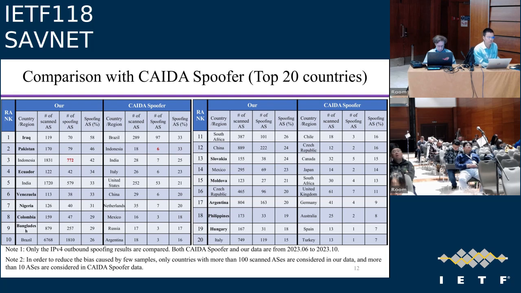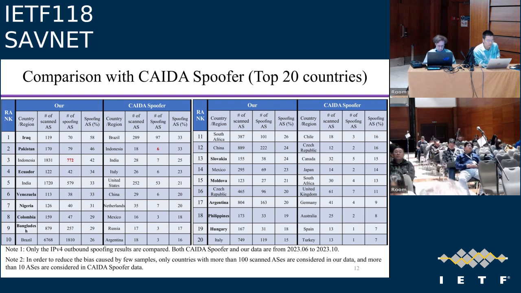And next, we also compare the top 20 countries of our data with CAIDA Spoofer. Here we only compare the IPv4 outbound spoofing result, and in order to reduce the bias caused by a few samples, only countries with more than 100 scanned ASes are considered in our data, and more than 10 ASes are considered in CAIDA Spoofer data. We can see that the result of our data and CAIDA Spoofer is totally different. The countries that appear in our data but not in CAIDA Spoofer are marked in bold. Actually, our data has a high coverage.